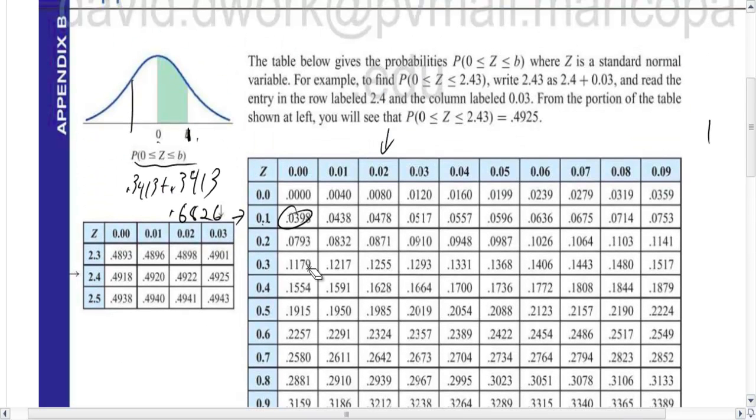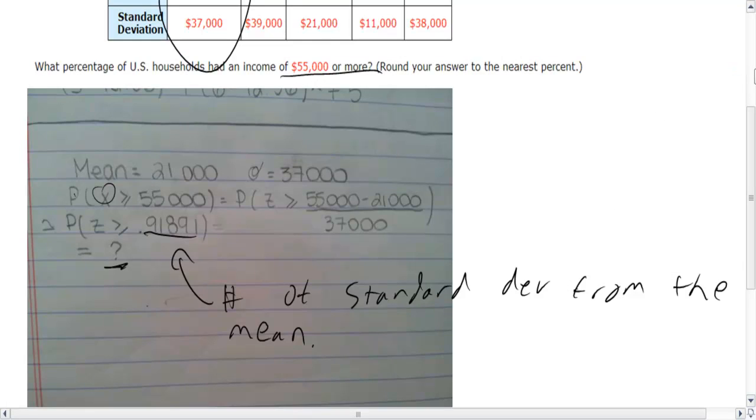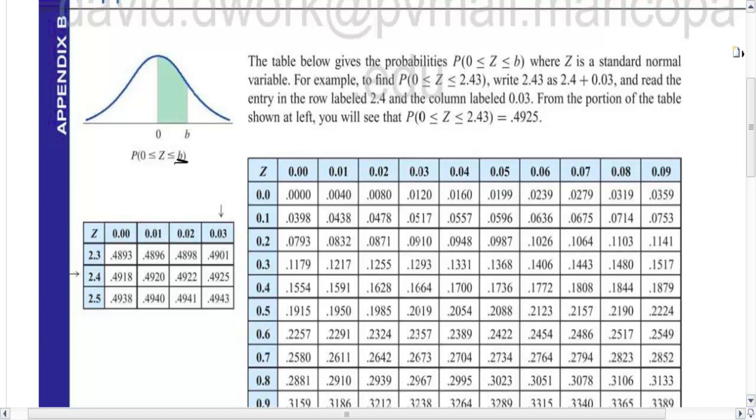So what we're going to look for, well, first thing we got to understand is how to read the z-table. The z-table is giving us values. When you find a b value, it's giving you the area from 0 to b, from the mean to b. So what you've got going on here, we're asking for numbers greater than. We don't want from the mean to b, we want greater than. So your b is 0.91891. So when we go here, we're going to find that value.